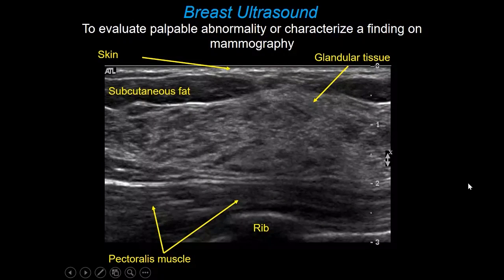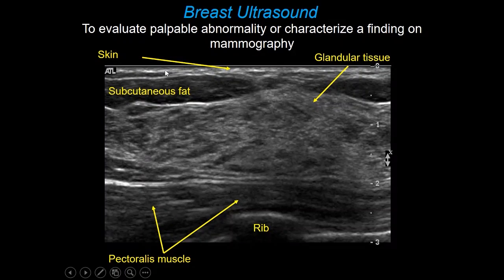On ultrasound, you can also see normal breast anatomy. Just keep in mind that ultrasound is typically used to evaluate a palpable lump or a finding on mammography. It is in some states also now used for screening of women who have dense breast tissue, but that's not uniform across the United States.